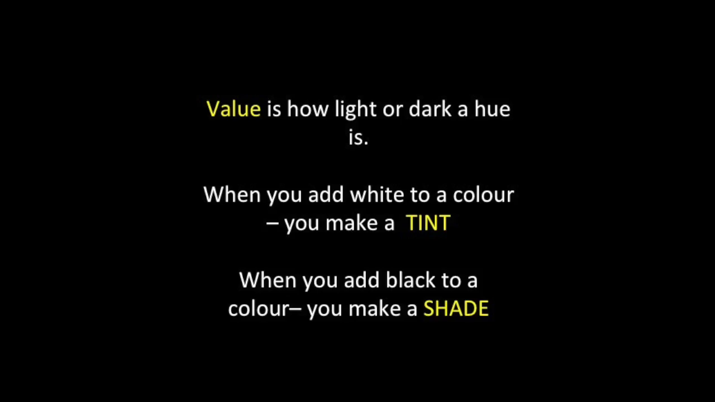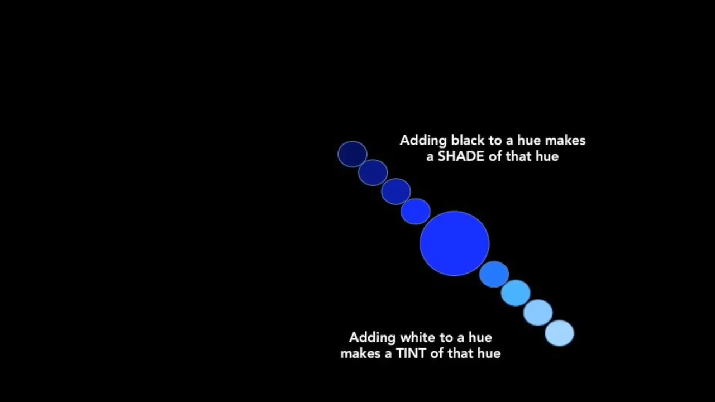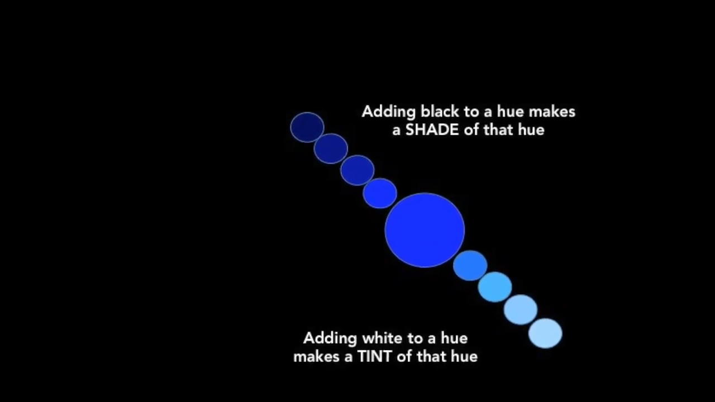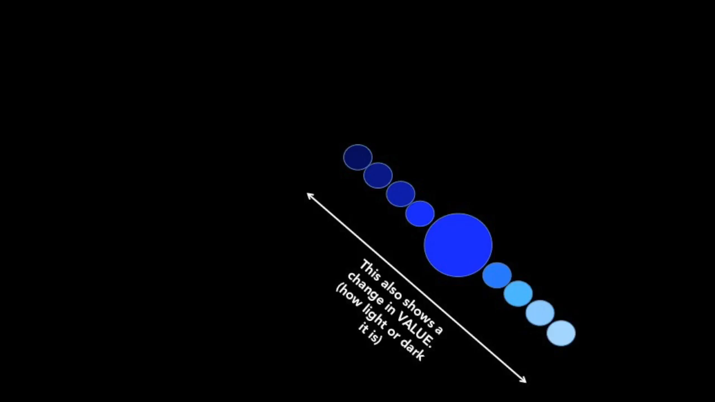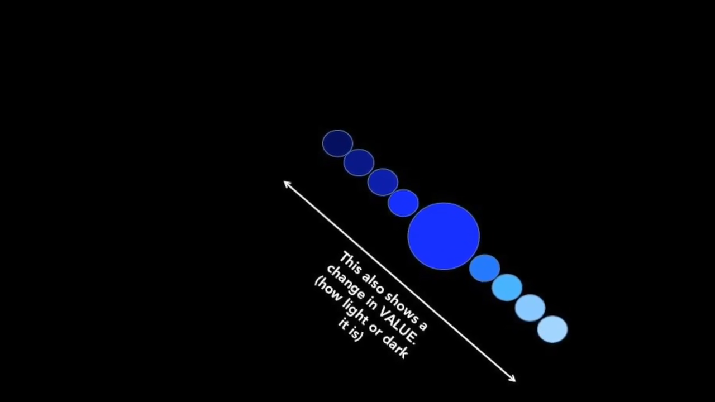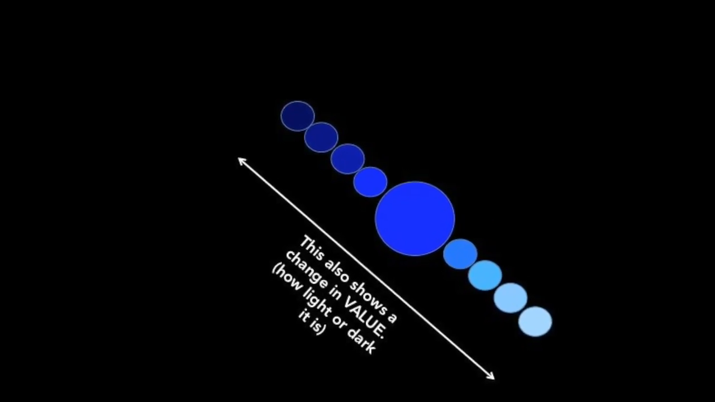Value is how light or dark a hue is. A color's value changes when you add black or white to it. When you add white to a hue, you make a tint of that color. When you add black to a hue, you make a shade of that color. This example shows what happens to the color blue when you add white and black to it. This also shows a change in value, how light or dark it is.